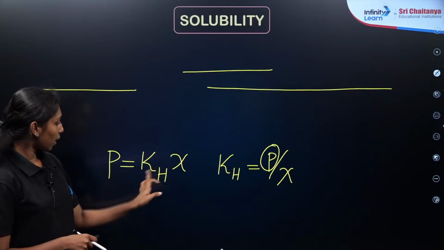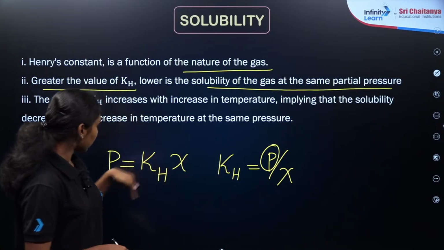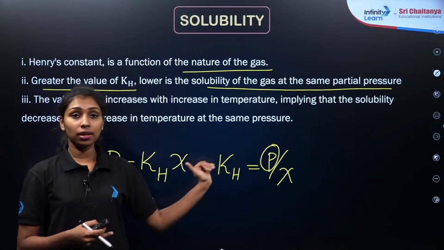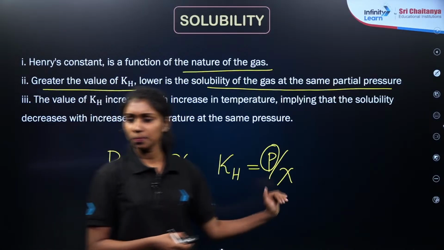Yes, P is equal to KH into chi, right? Then KH can be defined as P by chi. So if you are taking the pressure as constant here, what will happen to the relation here? As the KH value increases, solubility decreases. Clear?